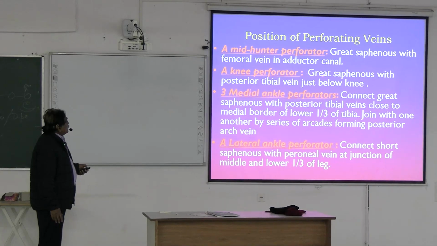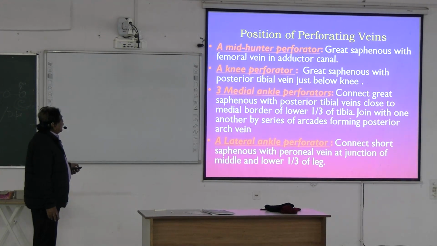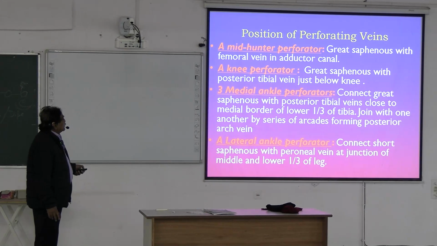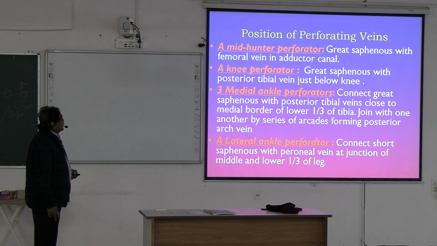So the knee perforator, great saphenous with posterior tibial vein just below knee. 3 medial ankle perforators connect great saphenous vein with the posterior tibial veins close to the medial border of the lower third of the tibia, joined with one another by series of arcades forming posterior arch vein. A lateral ankle perforator connects short saphenous with peroneal vein at junction of middle and lower third of the leg.